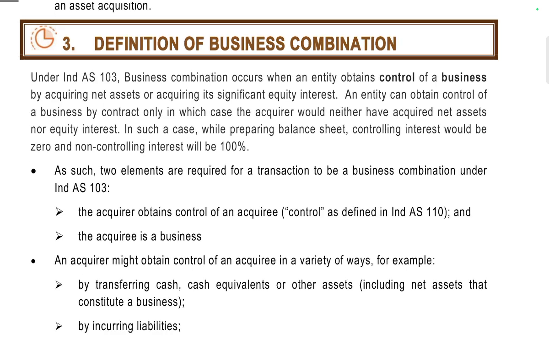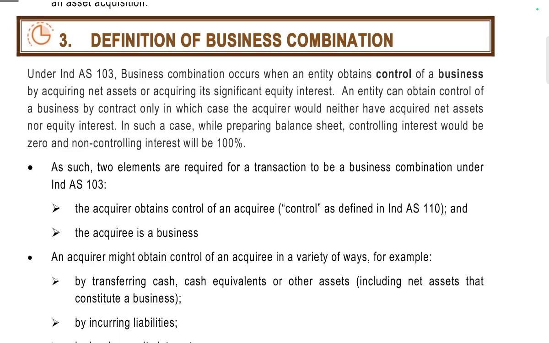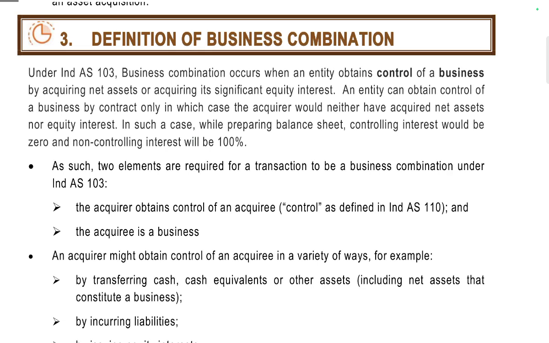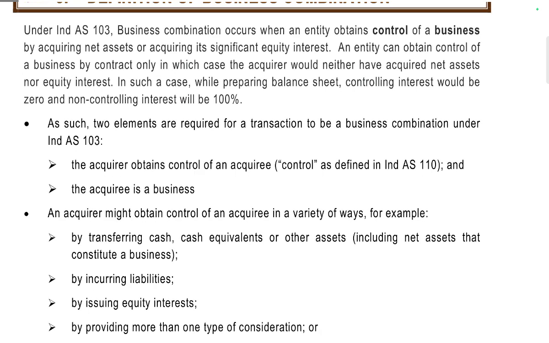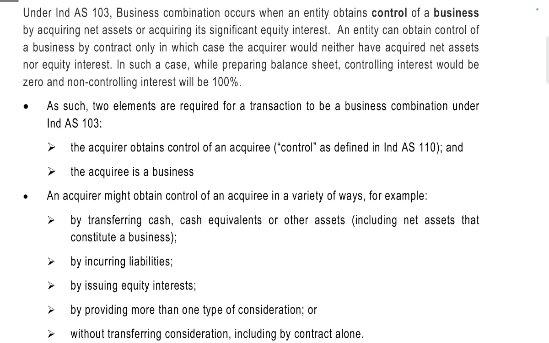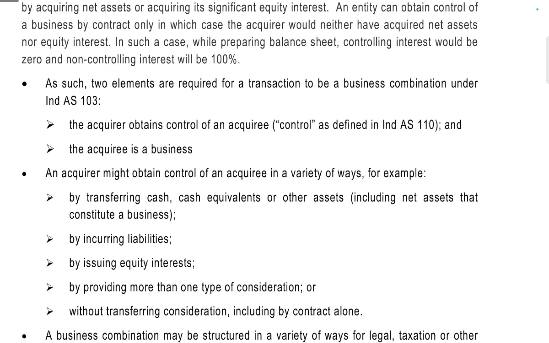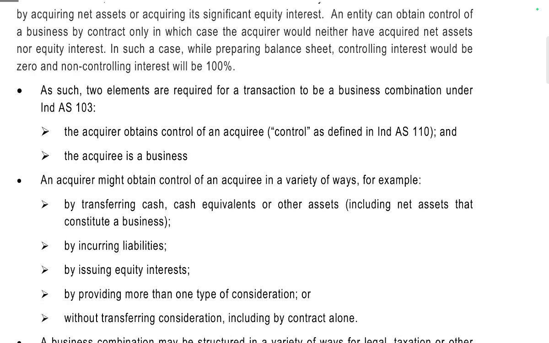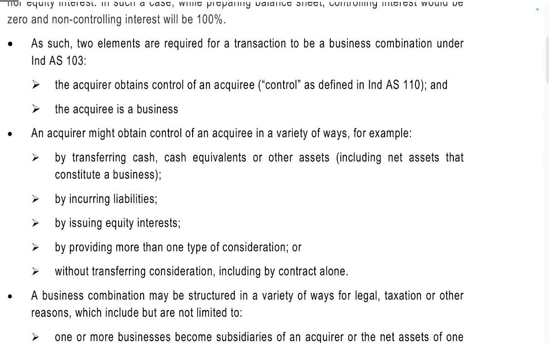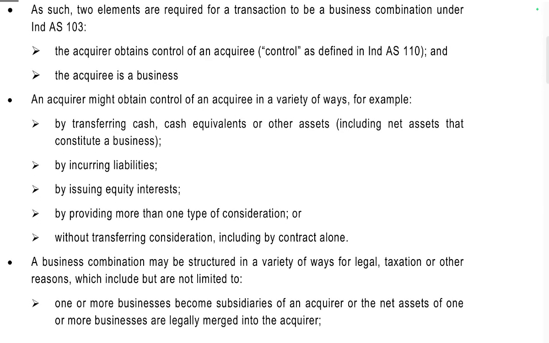Definition of business combination. Under Ind AS 103, a business combination occurs when an entity obtains control of a business, thereby acquiring net assets and acquiring a significant equity interest. An entity can obtain control of a business by contract alone, in which case the acquirer would have acquired neither net assets nor equity interest. In this case, the controlling interest in the balance sheet would be zero, or the non-controlling interest would be 100%. These two elements are required for a transaction to be a business combination under Ind AS 103: the acquirer shall obtain control as defined in Ind AS 110, and the acquiree must be a business.